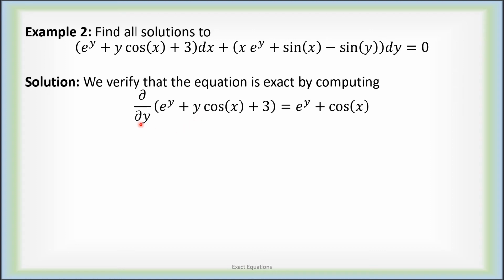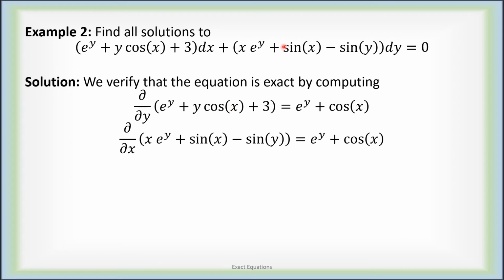Now, treating y as a variable but x as a constant, the derivative of e to the y will be e to the y. The derivative of y times constant is that constant, and the derivative of 3 is just 0. I now need to compare this to d by dx of this term here. Since I'm doing d by dx, x is the variable and y is a constant. Well, if y is constant, e to the y is a constant. So x times constant, the derivative is just constant. The derivative of sine x is cos x, and if y is constant, the sine of y is a constant, so its derivative is 0. So lo and behold, they do agree. We do have an exact equation, and we can attempt to solve.